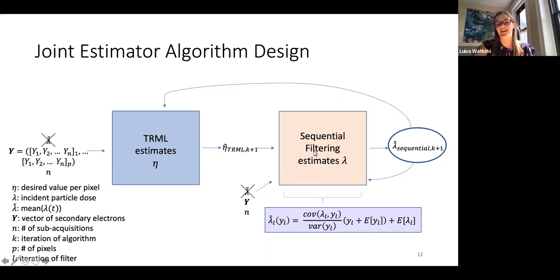And if you're curious, the actual sequential filtering looks like this, where it's a linear estimator in Y because we have these secondary electrons, and L here is an iteration of the filter. So we're iterating through the algorithm by K, and within this, as we're filtering, we're going through the image. So L goes from 1 to P because we go through all the pixels. So yes, we run through each pixel of the image to get an estimate of lambda for the dose for every pixel.